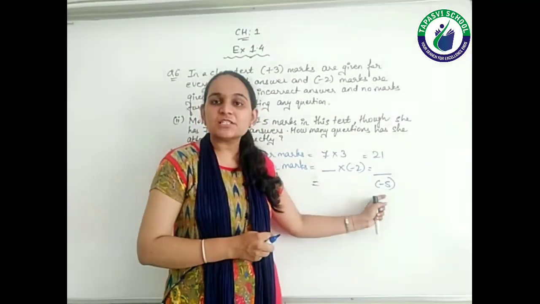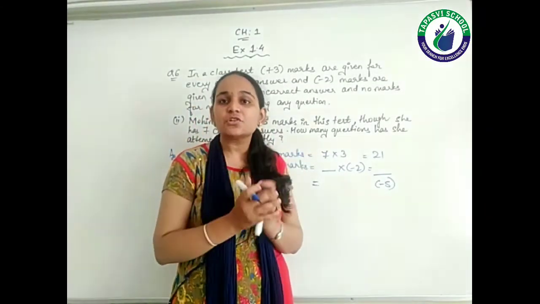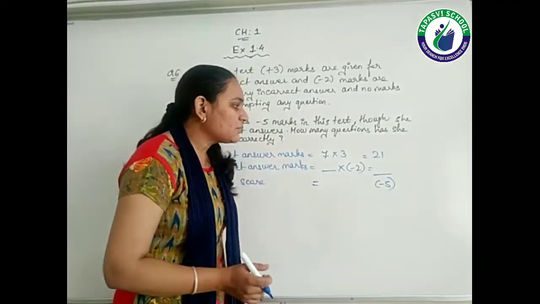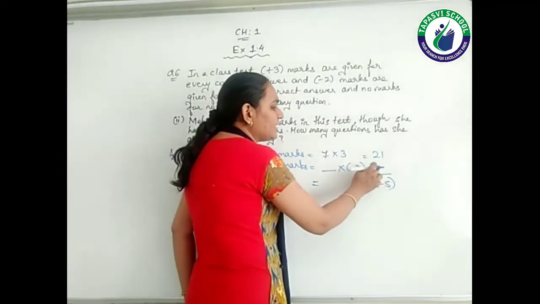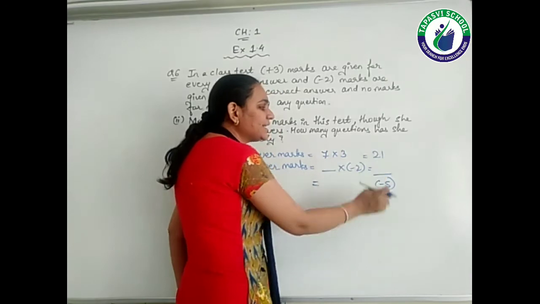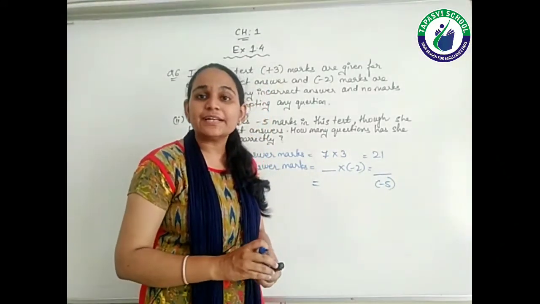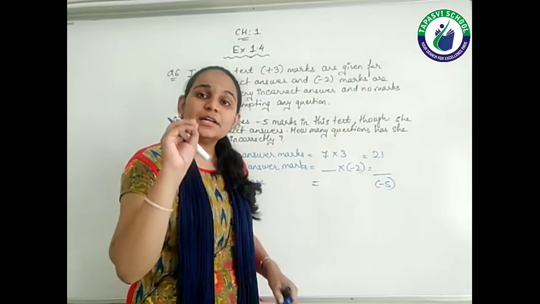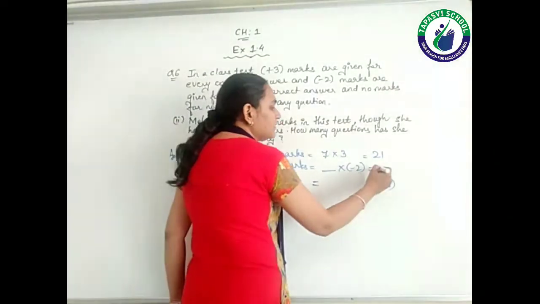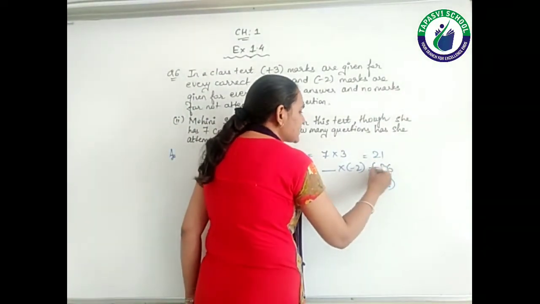When can you get minus 5? Just think of your addition and subtraction rules, students. You can only get minus 5 when this value is greater than this, and with the negative sign. So here I am writing it is 26.